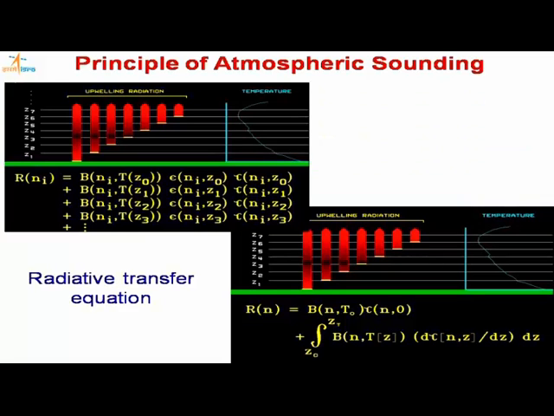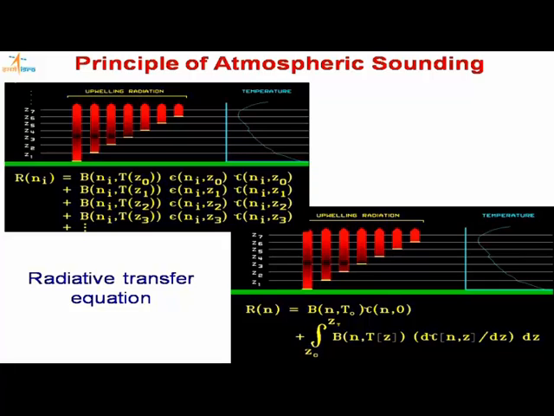Now I will come to the principle of atmospheric sounder. Here I would like to describe how a satellite sensor or sounder receives the signal which is emitted from Earth's surface as well as intermittent atmospheric layers. In this diagram, this is the land surface, and these are various atmospheric layers. We divide the entire atmosphere into various atmospheric layers.